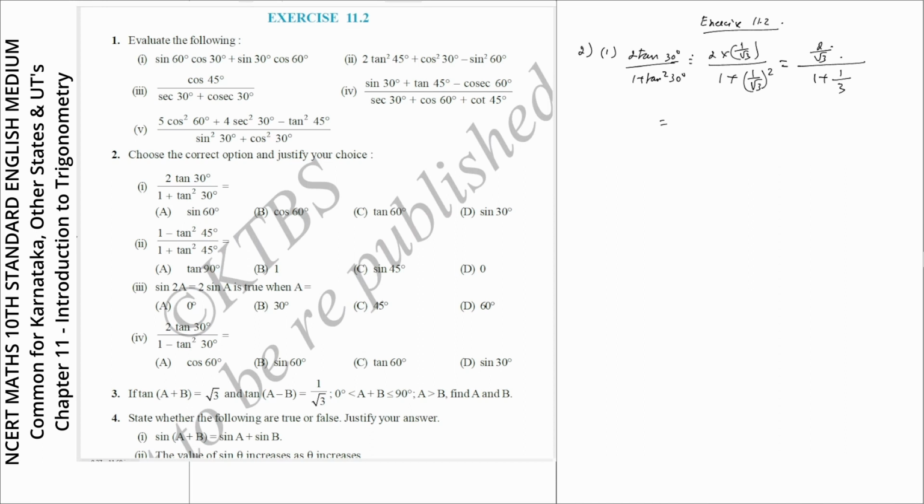So now this is equal to 2 by root 3 divided by LCM. Now 1 means 1 by 1. LCM of 1 and 3 is 3. So if I take LCM, I'll get 3 by 3 plus 1 by 3. So this is equal to 2 by root 3 divided by, 3 plus 1, I'll get 4 by 3. So this is equal to 2 by root 3, and 4 by 3, if I take to the numerator, I'll get 3 by 4. Now 2 1s are 2, 2 2s are 4.